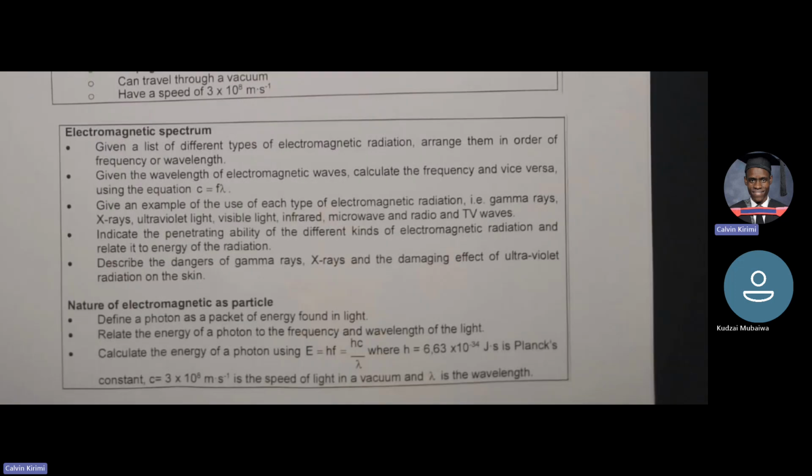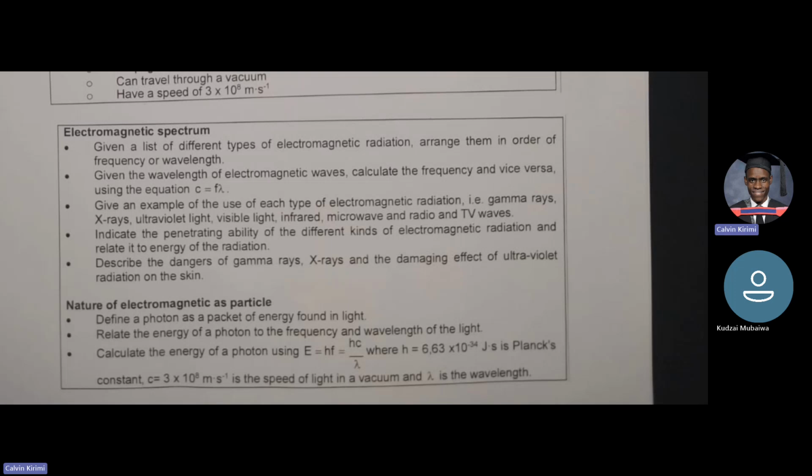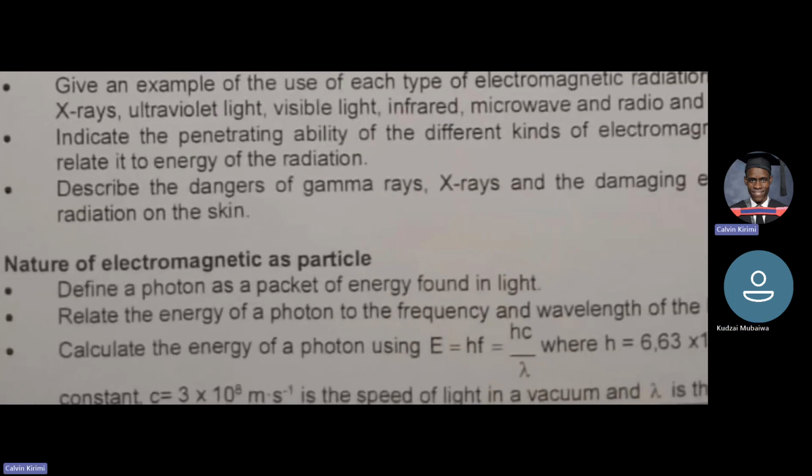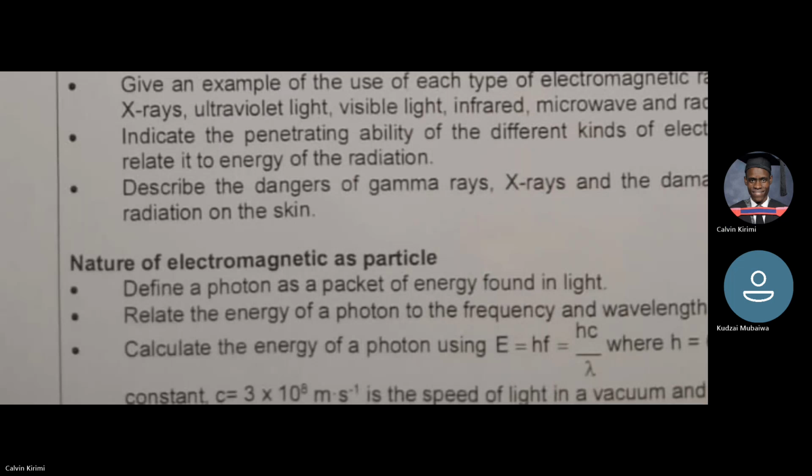All right. So when they talk of particles, now you'll be using that formula, E is equal to hf, where h is the Planck's constant. You see here, the nature of electromagnetic wave as a particle. So when we talk of a photon, it is just a packet of energy found in light.